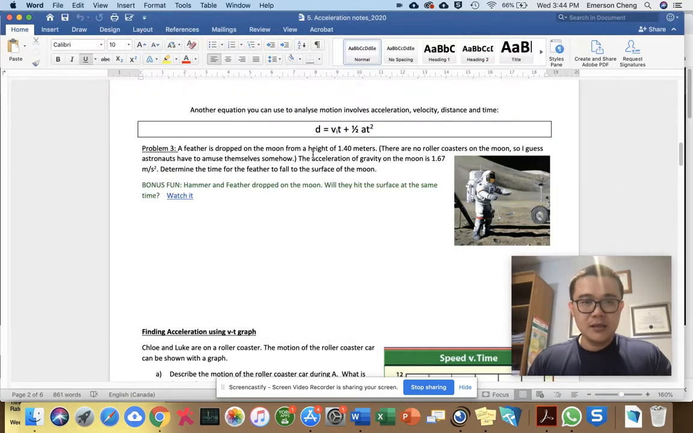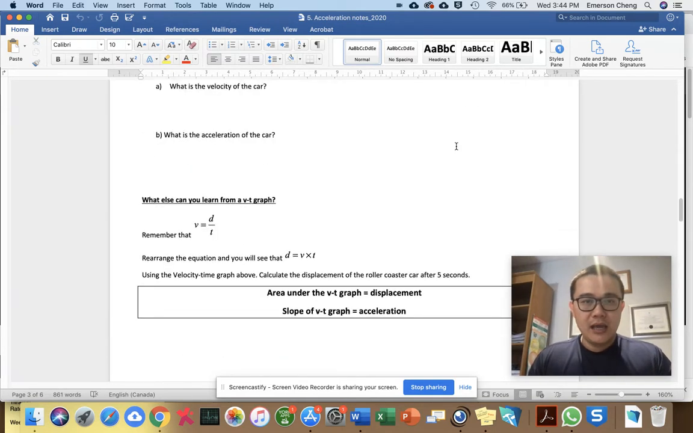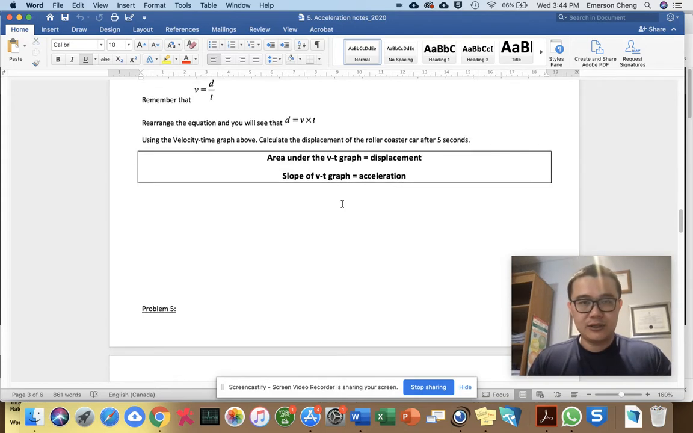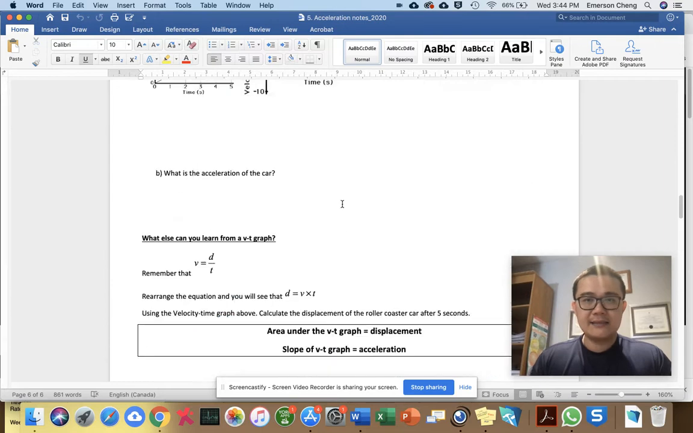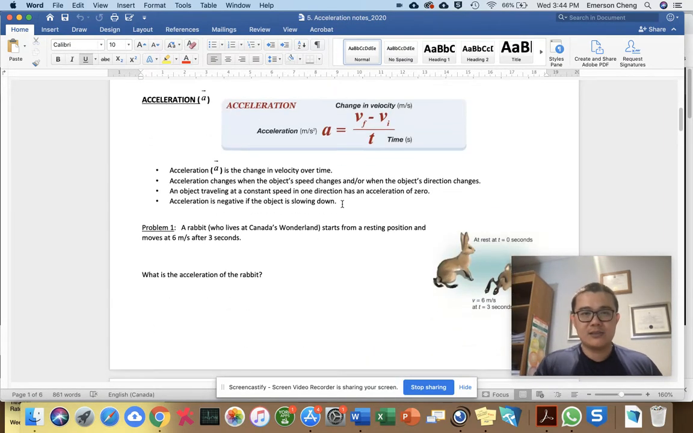Now, we're also going to learn how to find acceleration using the VT graph. That's something that you've been doing for the last 2 lessons. From the VT graph, we're talking about the slope of the VT graph. That's acceleration. You've done that in the last 2 lessons. And that's about it. So let's do some of these practice questions.